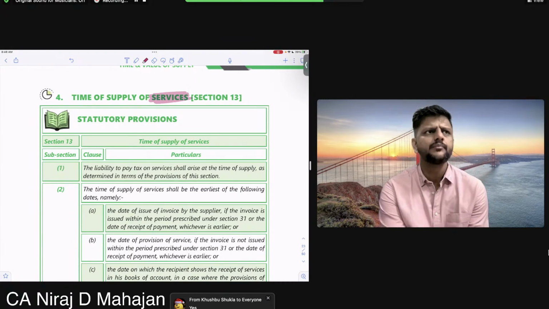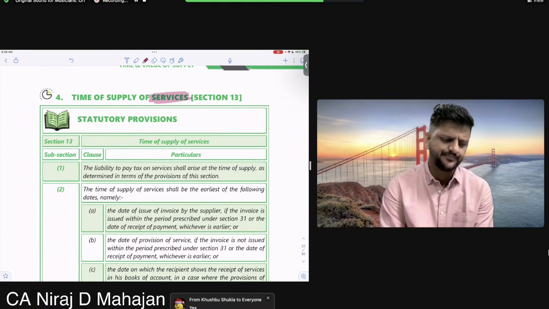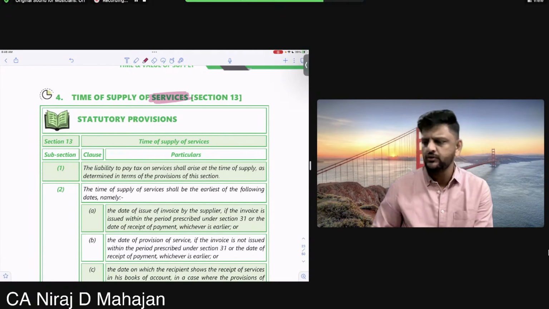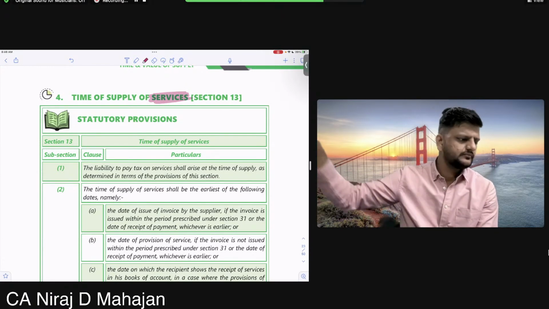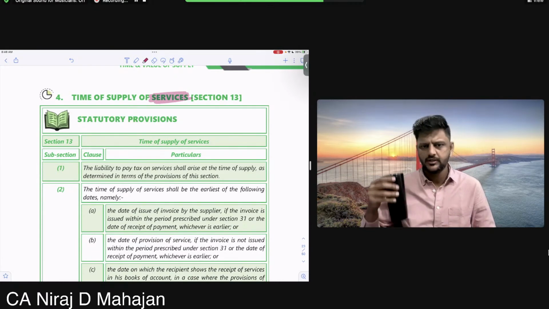Time of supply of services. Now in services, again section 31, I want to discuss. For supply of services, what is the date for issue of invoice? Due date. Can you send on or before supply or provision of services? Yes.